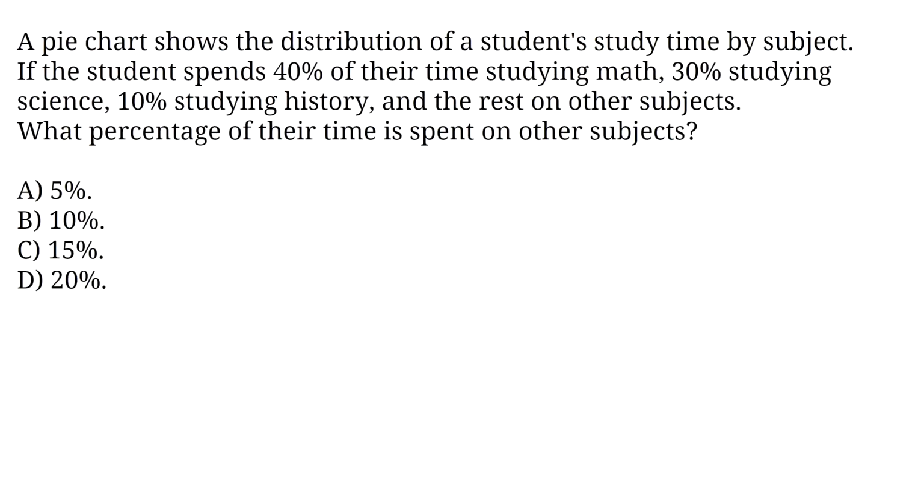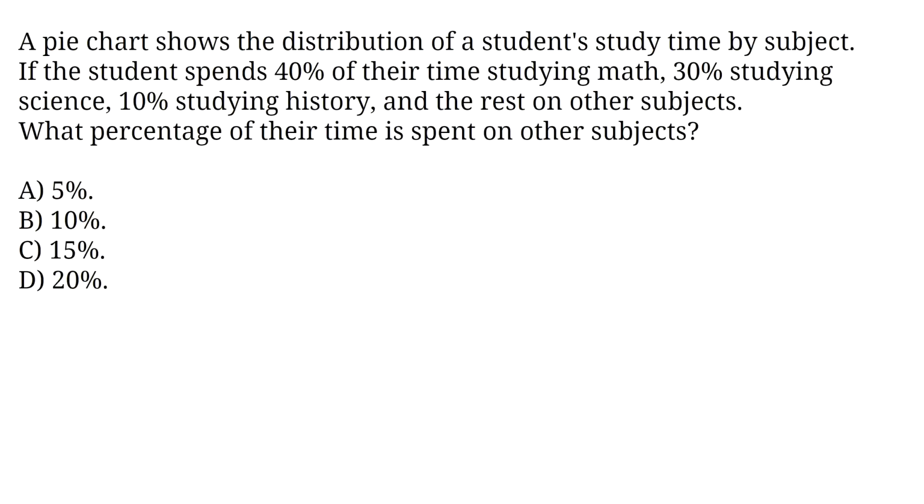A pie chart shows the distribution of a student's study time by subject. If the student spends 40% of their time studying math, 30% studying science, 10% studying history, and the rest on other subjects, what percentage of their time is spent on other subjects? A, 5%, B, 10%, C, 15%, D, 20%. To solve this question, we need to calculate the percentage of time spent on other subjects.